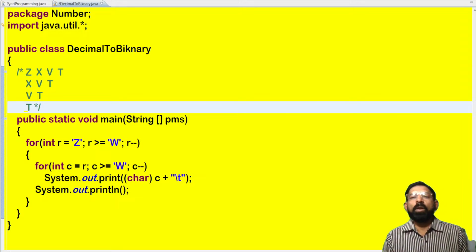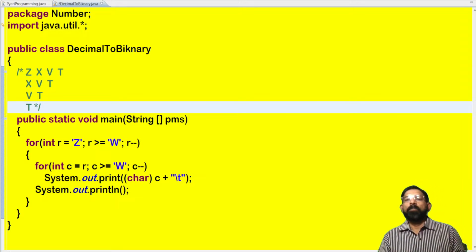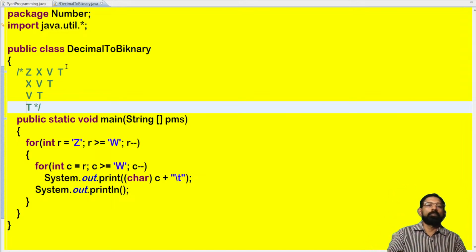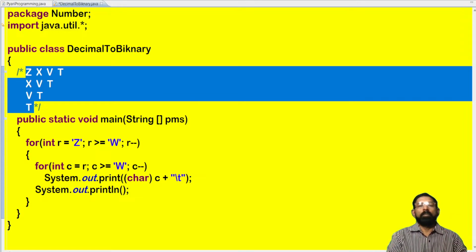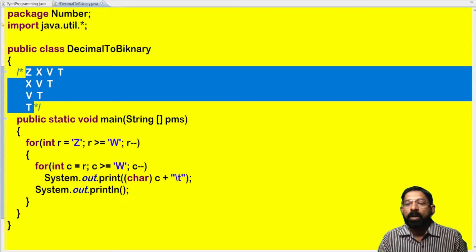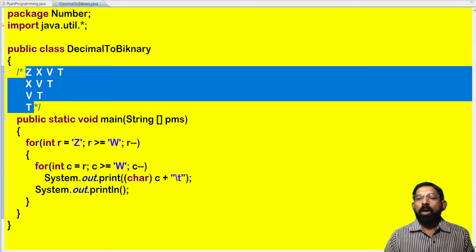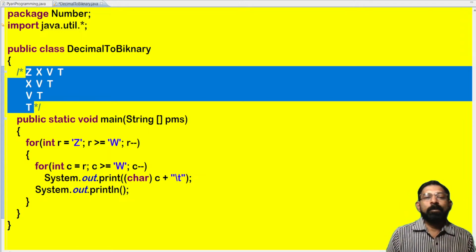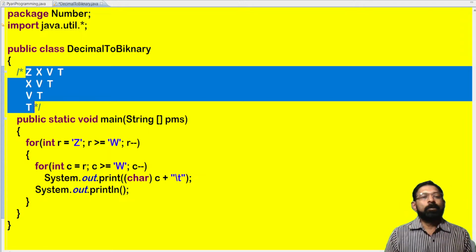Yes, we'll start, as quick as possible. The pattern is given to you. I'm sending the pattern. I don't think it will come in a straight line. No, I am unable to send the pattern over here. It is coming in a straight line. So quickly, ZXVT.